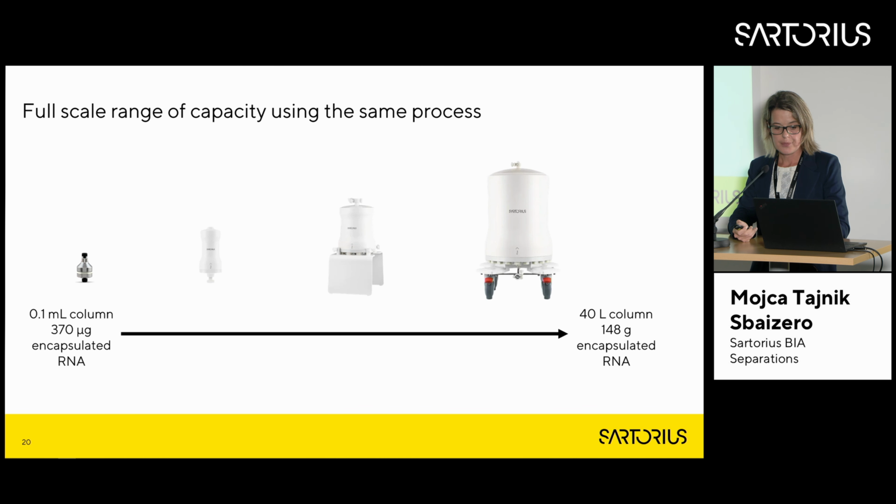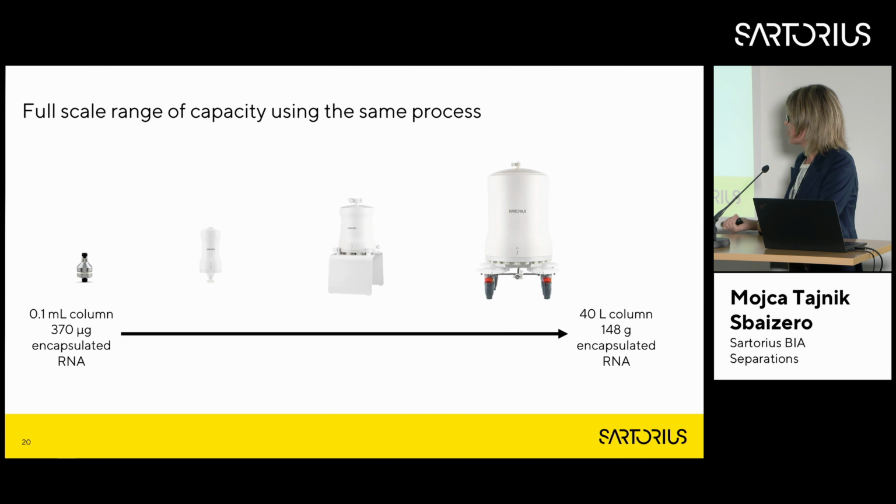The scalability. So this is the calculation of how much you can load on what size of column. If you have very little sample, precious material, as usually, you go to a very small column. You can also get a 0.1 ml column, where you can load micrograms of the encapsulated RNA. And then you multiply this in the process. So you choose different columns.